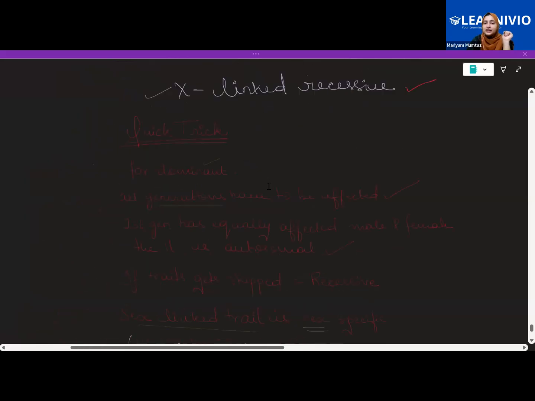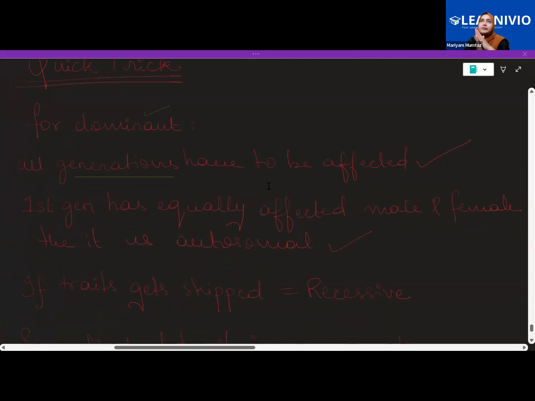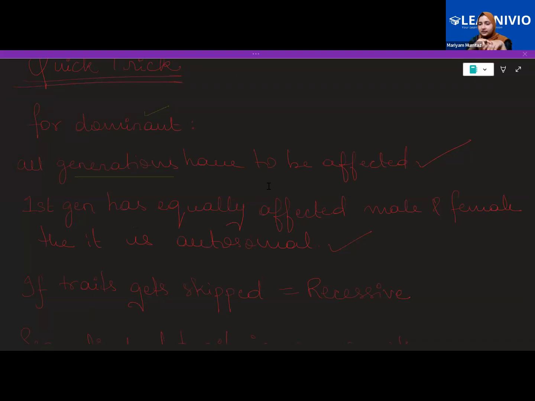Now, the tips to understand what is what. In any pedigree analysis, they will give you a chart and ask you to analyze whether the disease is autosomal, recessive, X-linked, whatever. You have to find out the nature.